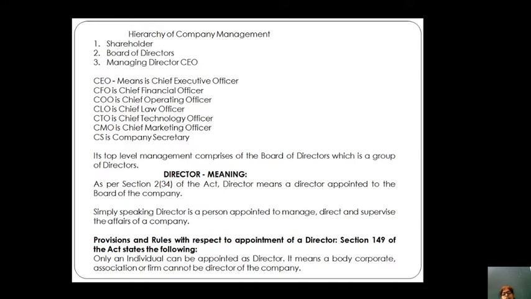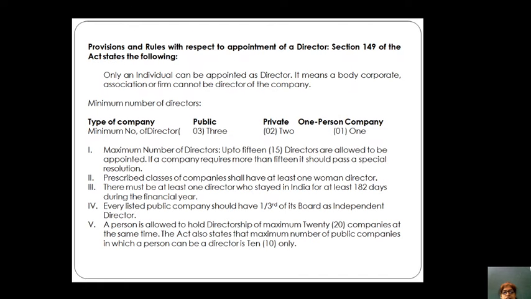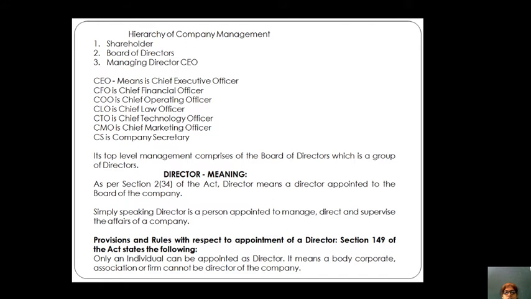Now, the provisions and rules with respect to the appointment of a director under section 149 of the Act state that only an individual can be appointed as a director. First of all, there is a condition that it must be a single individual, a human being, a simple person who can be an employee. First of all he is an employee, then he is appointed as a director. It means a body corporate, association or a firm cannot be a director of a company.